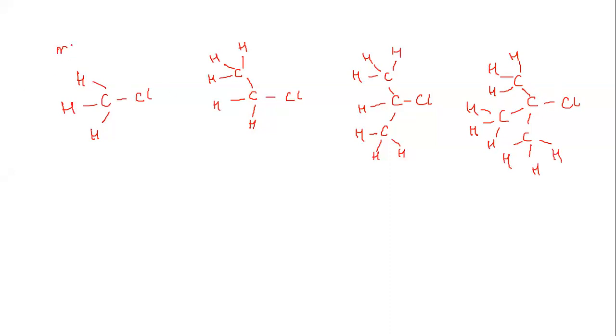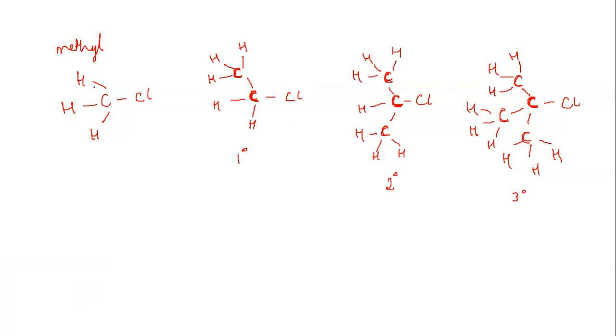Now this is your methyl chloride. Here Cl is bonded to this carbon, and this carbon is further attached to only one carbon, so this is primary. Here Cl is attached to a carbon that is further attached to 2 carbon atoms, so it is secondary. And this carbon is further attached to 3 carbon atoms, so it is tertiary.